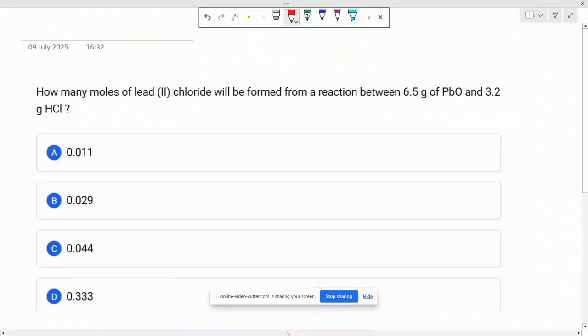Good evening, students. Today I am going to discuss this question. This is based on some basic concepts of chemistry. Let us read this question and let us see first the given data.